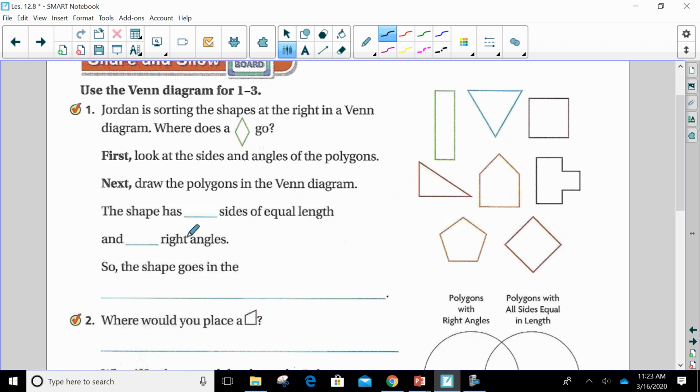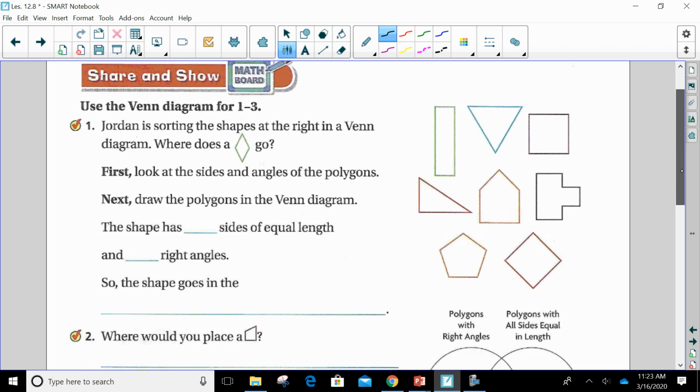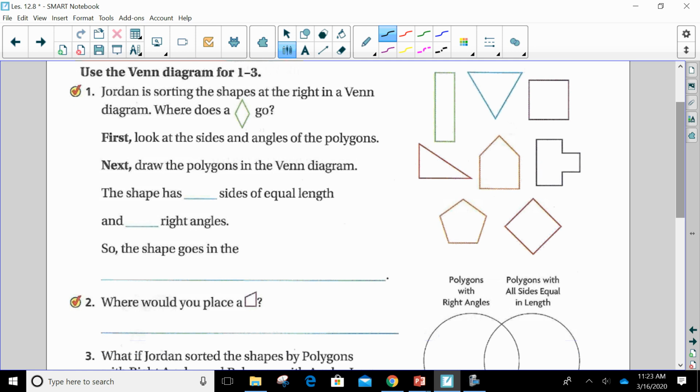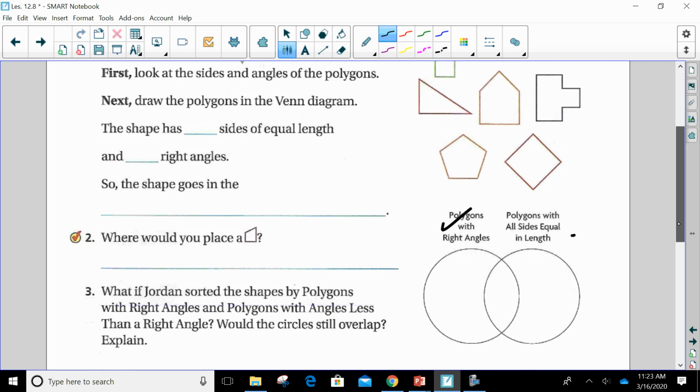Okay. Next, draw the polygons in the Venn diagram. So let's just do that. Where would I put this one? Well, polygons with right angles. Yes, I would put it in this one, wouldn't I? Would I put it in this one, polygons with all sides equal in length? No, because the sides are not all equal in length. So I would put this, I'm not going to try to draw all those.